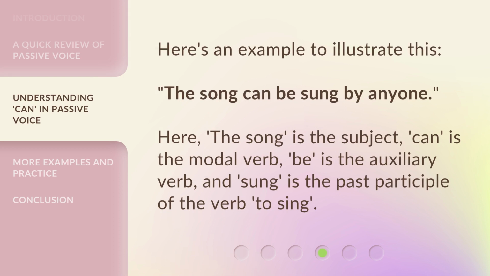Here's an example to illustrate this. The song can be sung by anyone. Here, the song is the subject, can is the modal verb, be is the auxiliary verb, and sung is the past participle of the verb to sing.